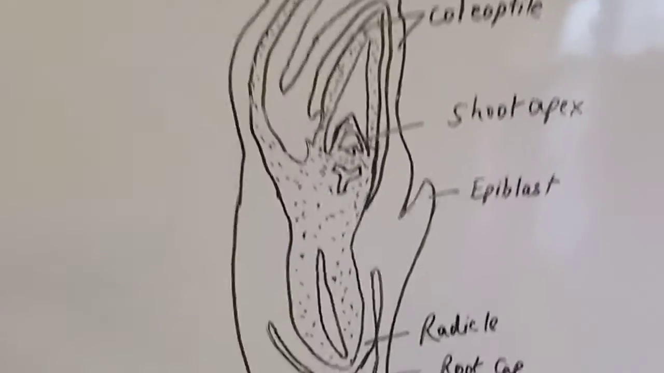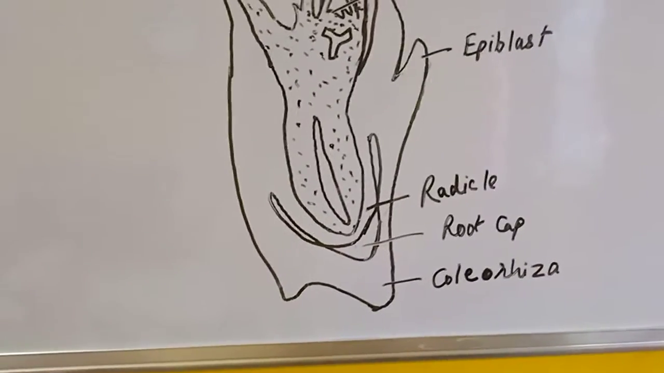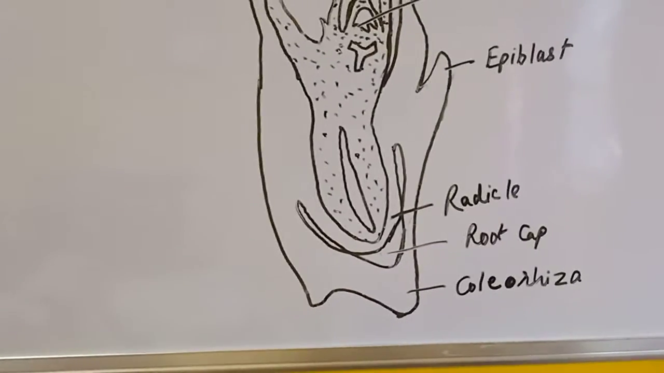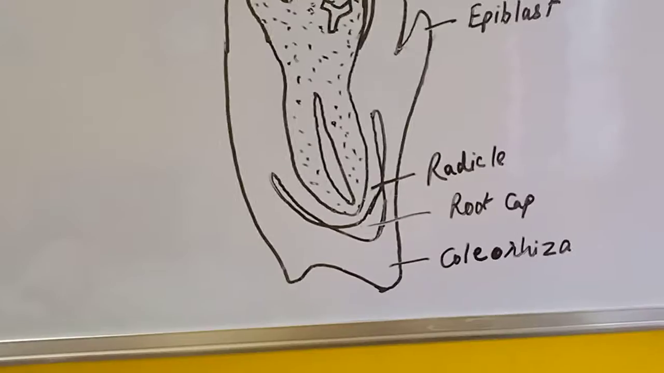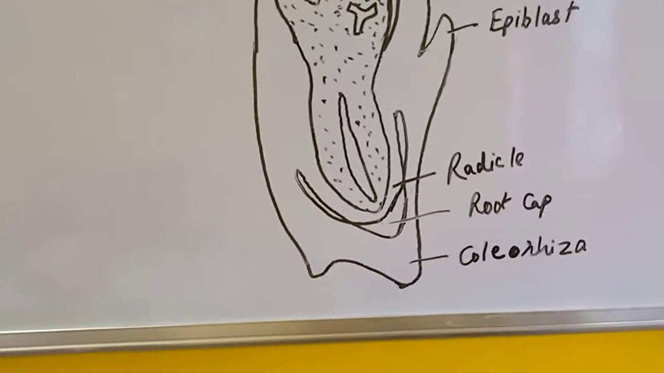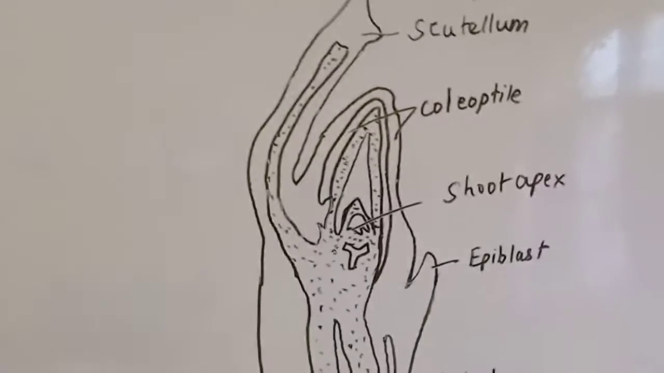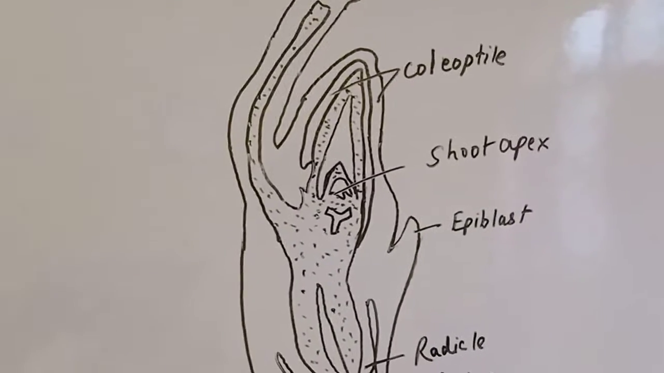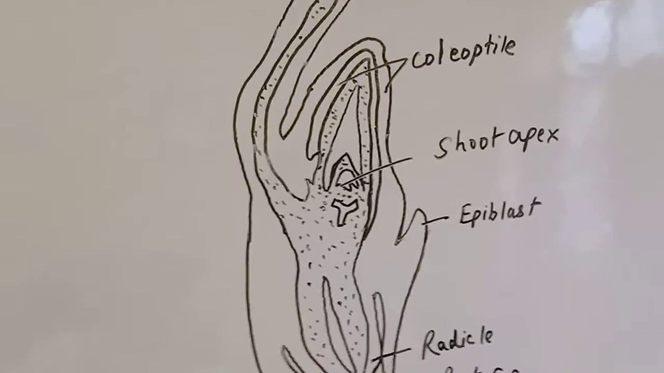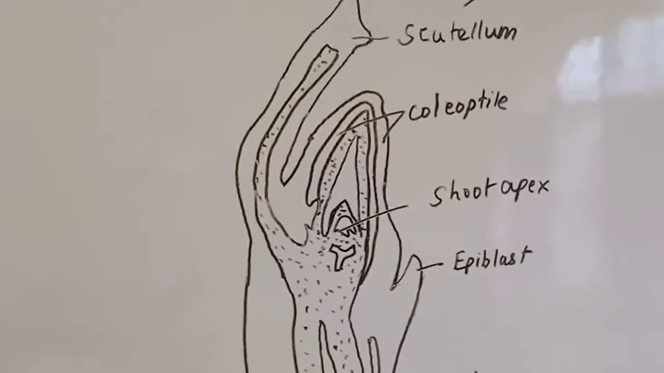The radicle and root cap are situated at the lower end of embryonal axis in an undifferentiated sheath called coleorhiza. The shoot apex and a few leaf primordia are enclosed in a hollow foliar structure in the epicotyl region called coleoptile.